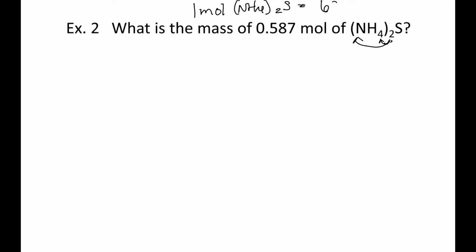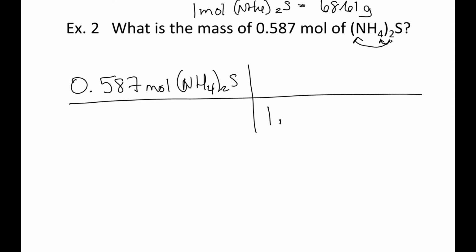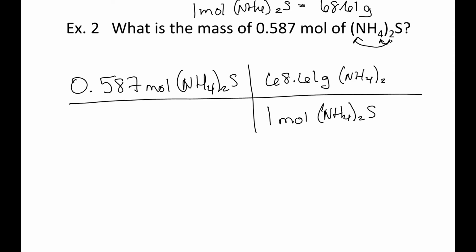And this is 68.61 grams. So we're going to take 0.587 moles of (NH4)2S. Once again, moles are on top, so moles have to go on the bottom. So 1 mole (NH4)2S, and then we're going to put on here 68.61 grams of (NH4)2S. Once again, this is a multiplication problem, and when you multiply this through, you get 40.0 grams.